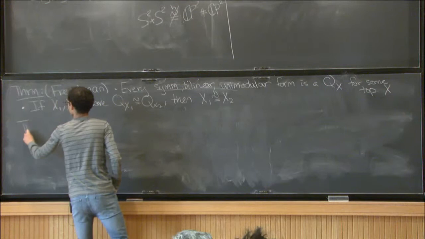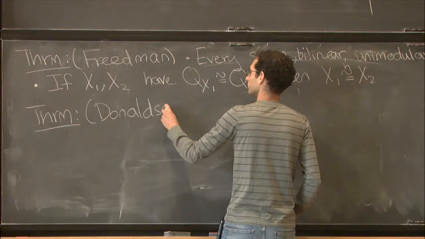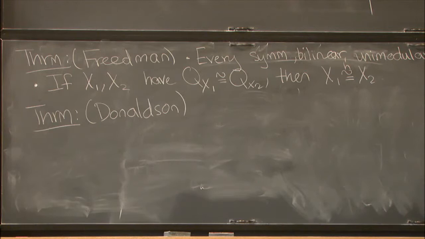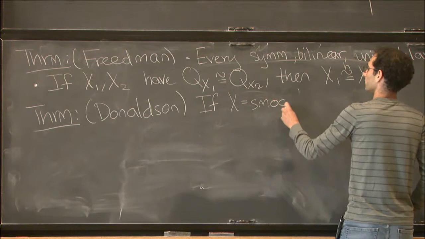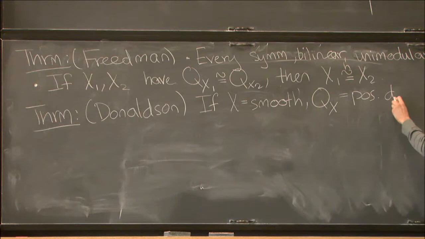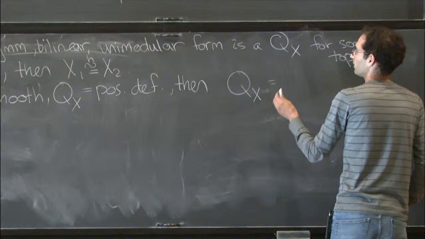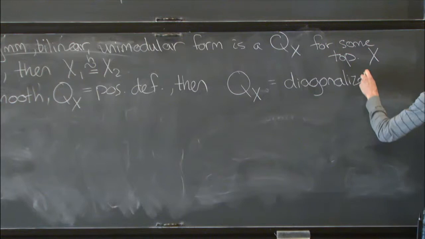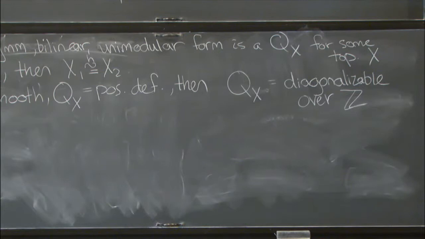So let's contrast this with the theorem of Donaldson, which tells us if we have a smooth structure, more interesting things happen. So let's say if X is smooth, and the intersection form is positive definite, so we just make this matrix and it's a positive definite matrix, then, well, something interesting happens. The intersection form has to be diagonalizable over the integers.